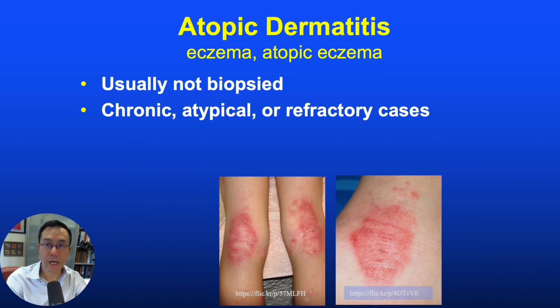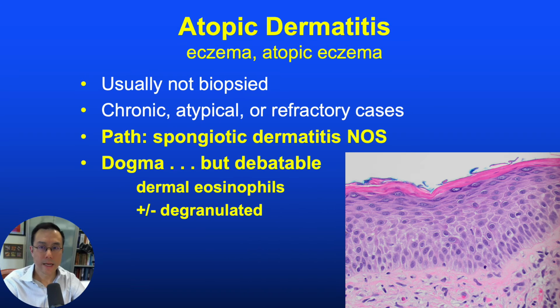And so again, atopic dermatitis, not usually biopsied, but atopic dermatitis is a chronic and waxing and waning disease. And so, as is typical for dermatopathology practices, there is a selection bias towards biopsy of chronic, atypical, or refractory cases. And so biopsies of atopic dermatitis typically show a profile of spongiotic dermatitis, NOS.